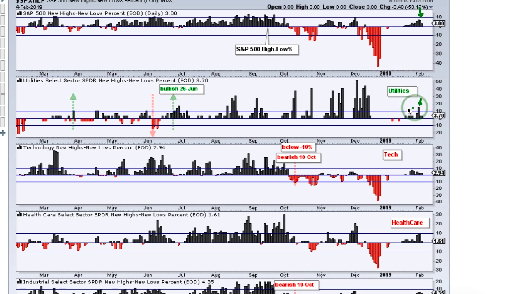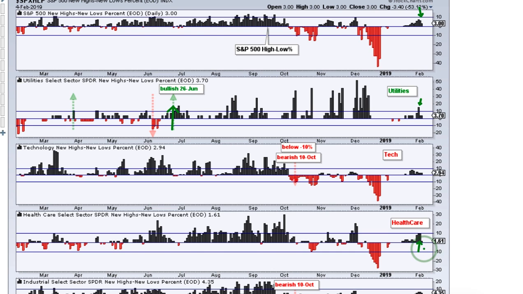You need to get above that level to get some critical mass and new highs to support a bull market. Utilities are the only sector that have a bullish indicator here. It moved above plus 10% in June and has been moving above plus 10% on a regular basis. Technology is in bear mode, but then you look at healthcare, and last week you got 2 readings right around plus 10% for high-low percent. So that tells you that there are healthcare stocks out there that are making new highs, and there is strength within this sector.